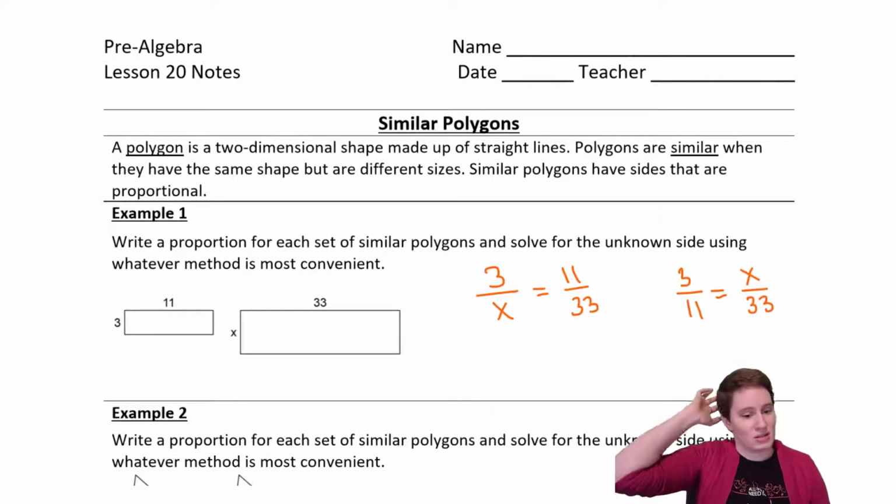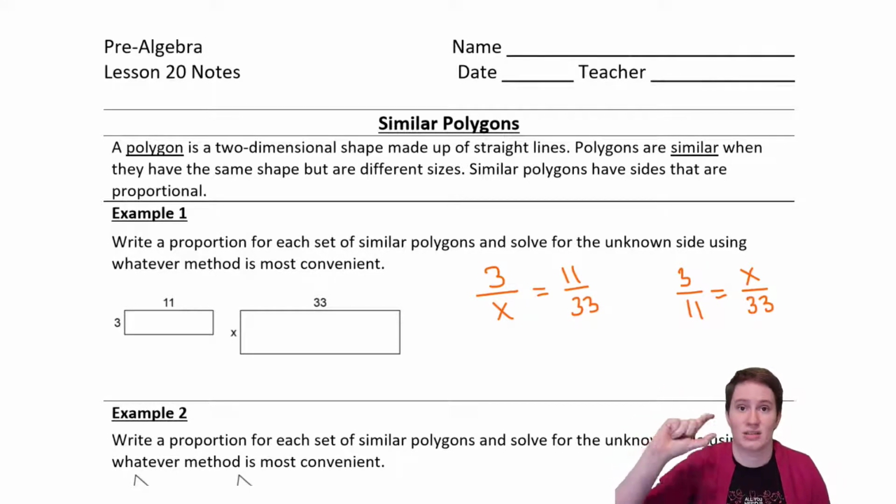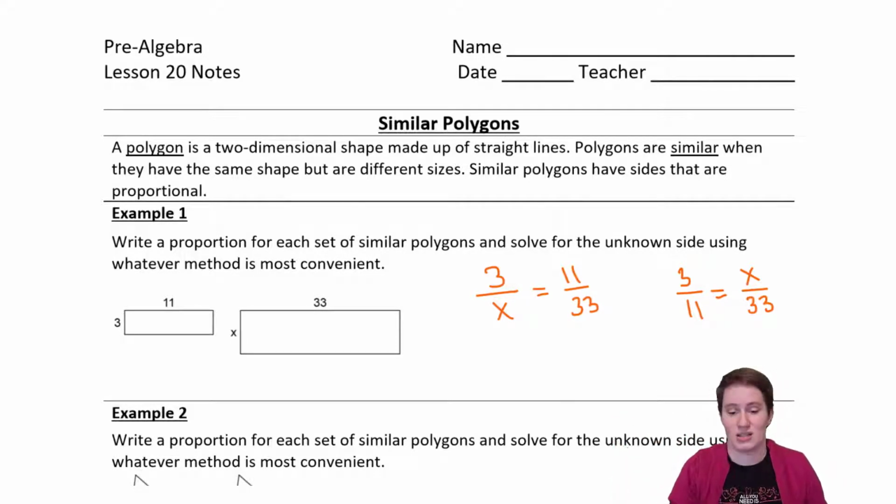And so what I did there is I said, okay, let me put the things from the same shape in one fraction and the other shape in the other fraction. But the top numbers both had to be talking about the shorter side, and the bottoms both had to be talking about the longer side. So there are wrong ways to set up proportions, but in each of these, there are at least 2 different ways that you could set them up that would be correct.